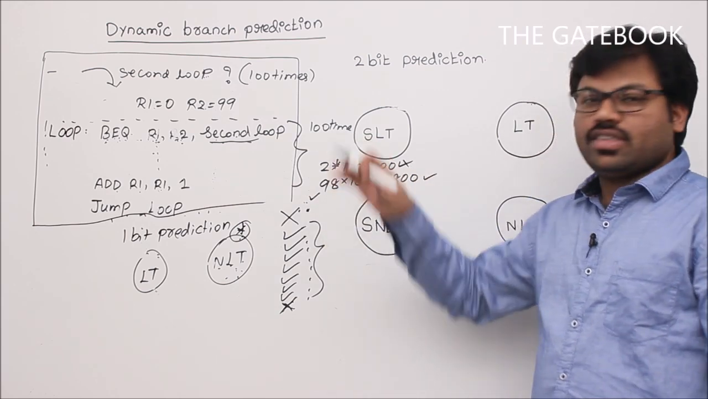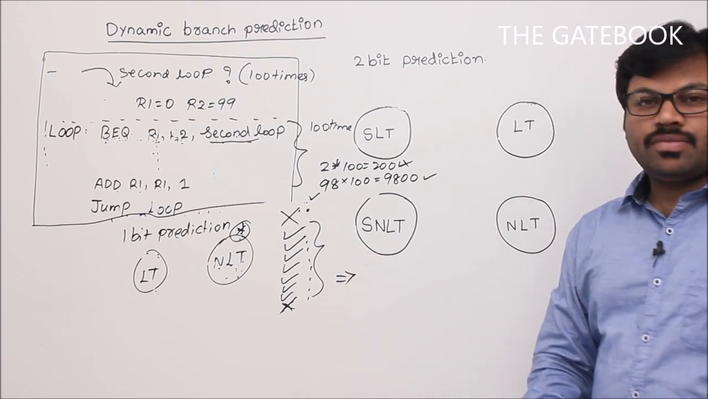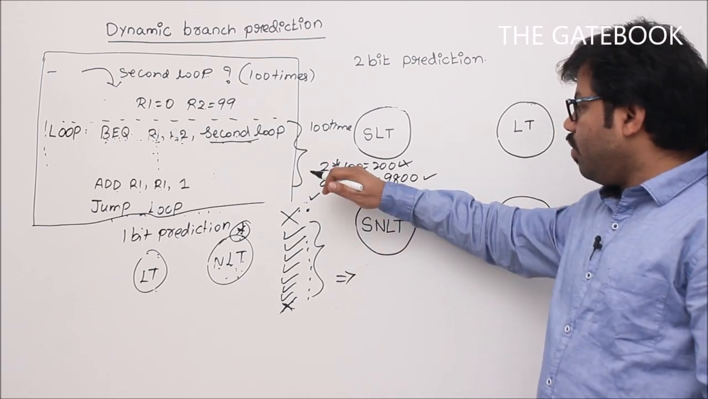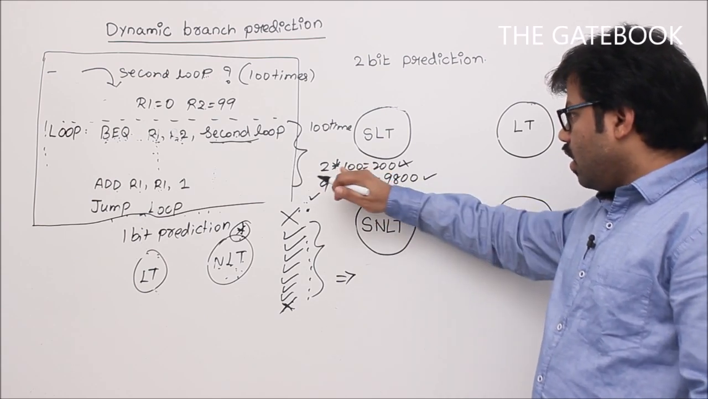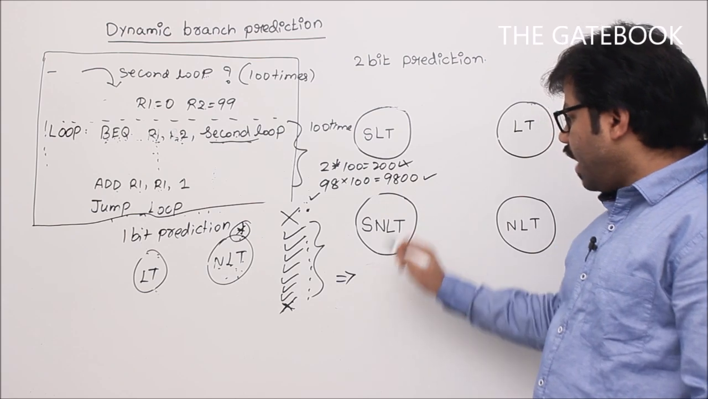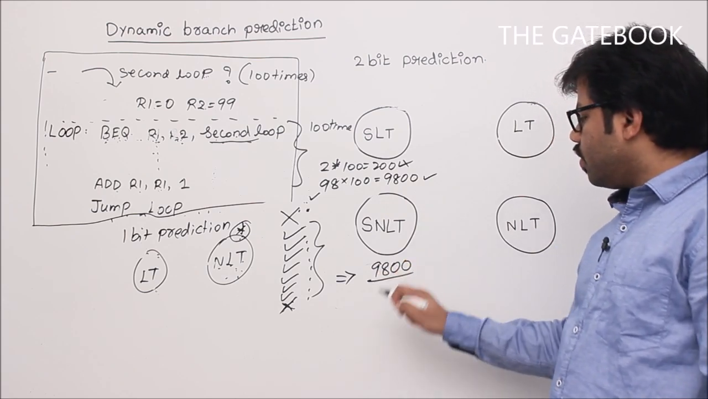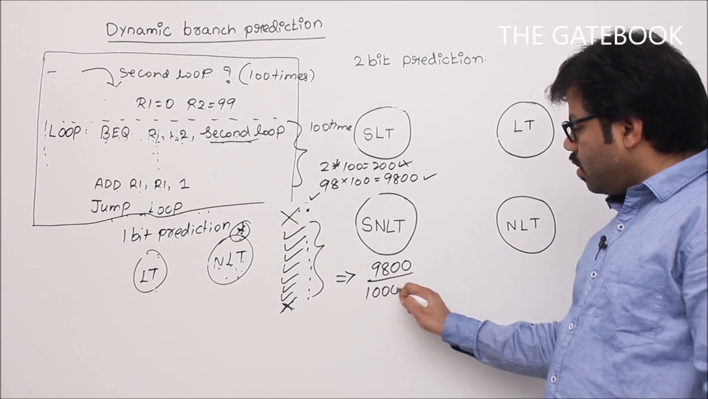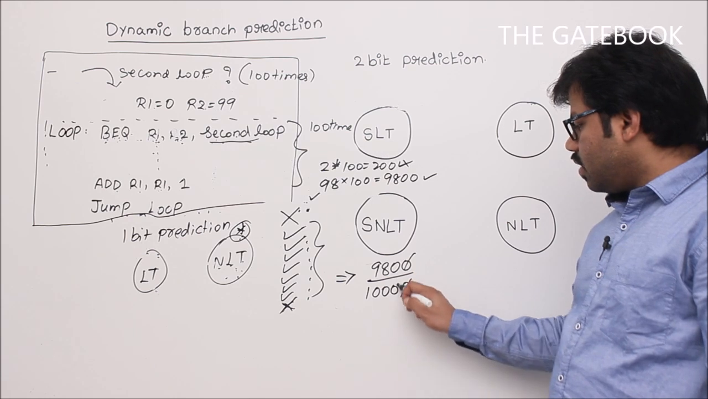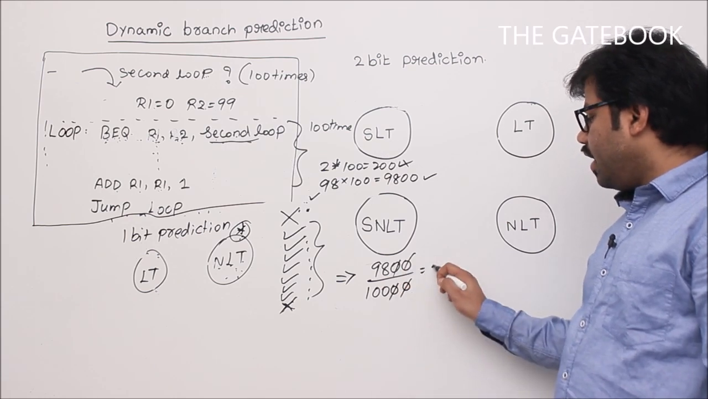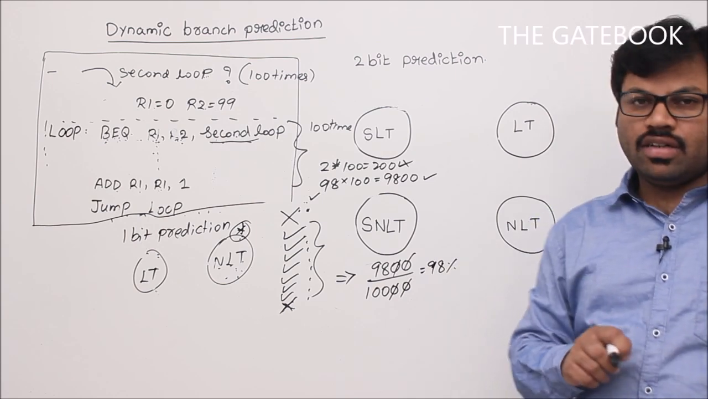Now what is the accuracy? What is the formula for accuracy? Think. How many correct things did you tell? 9800, correct? Out of 10,000. So this is your accuracy. The zeros get cancelled, it will be 98%. Understand?